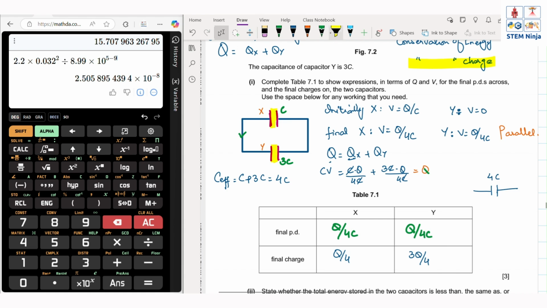Now, one thing, we need to show this in terms of Q and V, so C doesn't have to be here. We know that V initially was Q over C. So we can replace this by V over 4 and V over 4. So just Q and V, not C over here. So we can delete this.